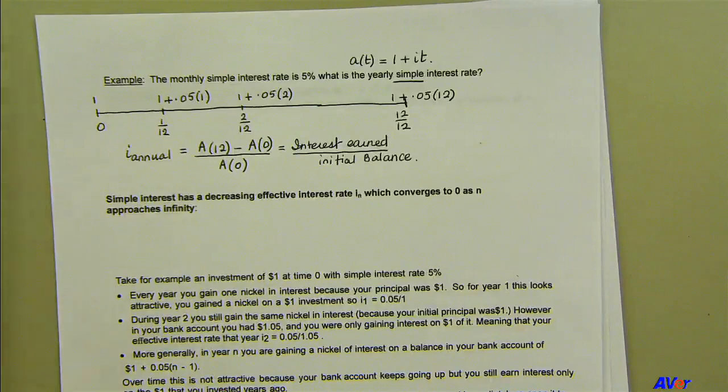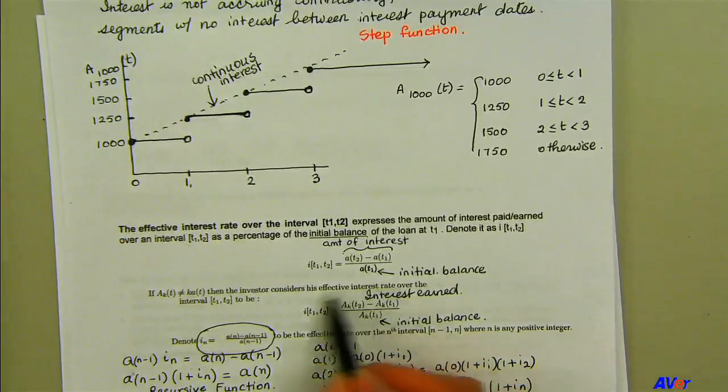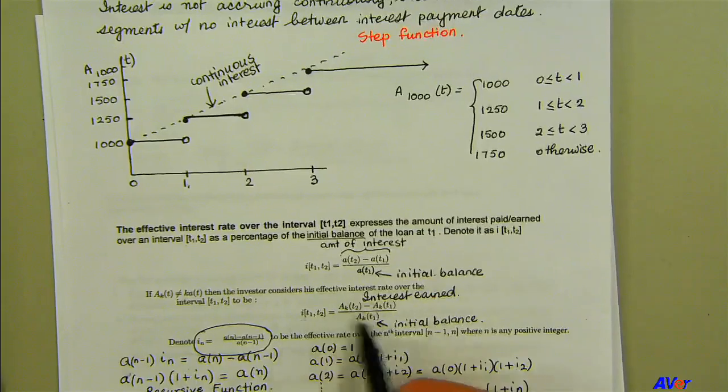We defined I that way. Let's see where that is. It's right here on page 2. I is defined as the interest earned over the initial balance. That's what I'm using.